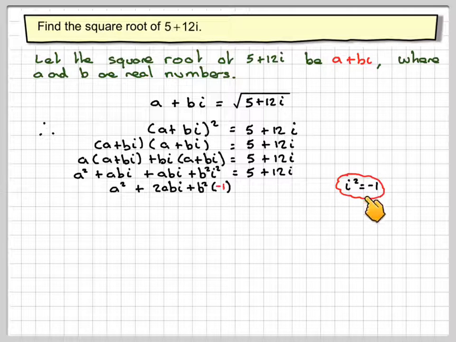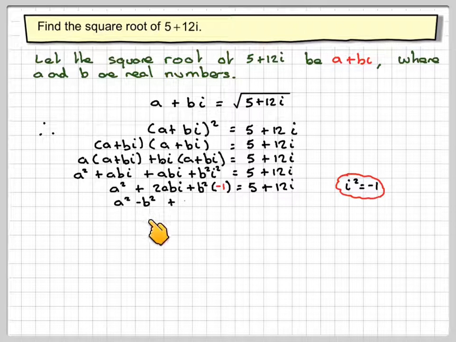Now i squared is equal to minus 1. So i squared is minus 1, so this becomes minus b squared. So that now becomes a squared minus b squared plus 2abi must be equal to 5 plus 12i.